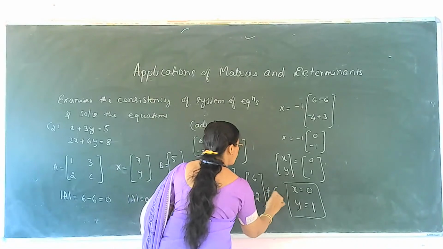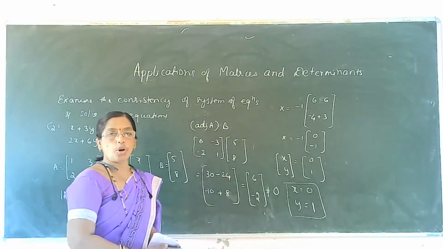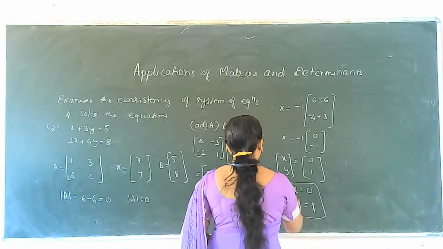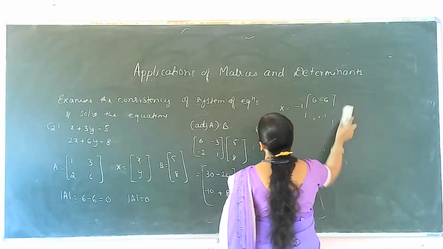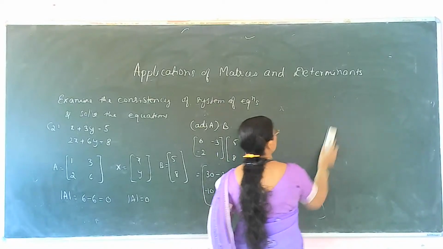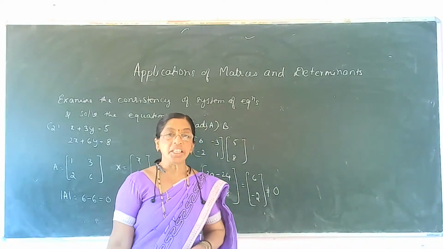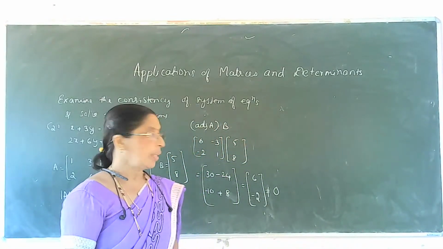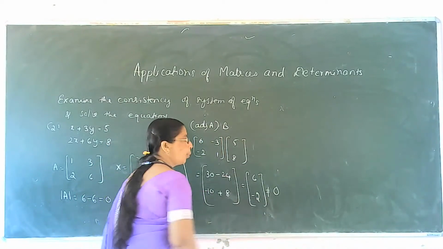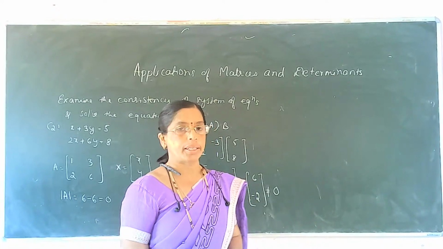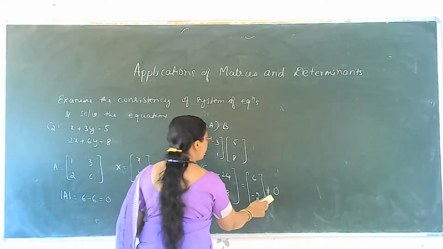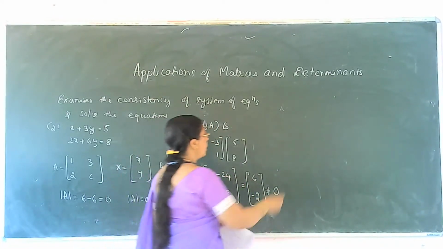But it is not equal to 0. Here 0 means the zero matrix. It's not equal to the zero matrix. Therefore, we say it's inconsistent. If it is 0, we can't say whether it's consistent or inconsistent. But it's not equal to 0.